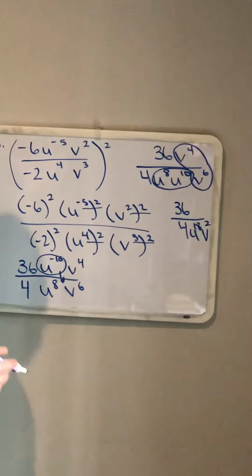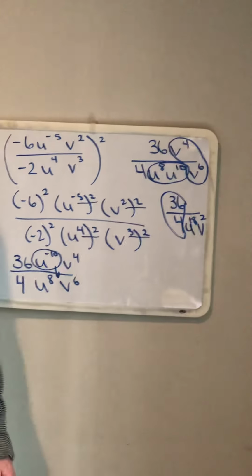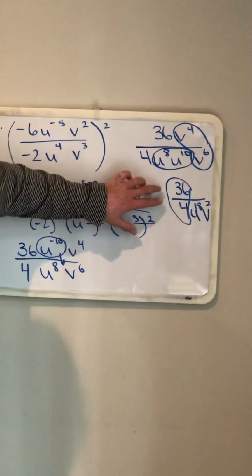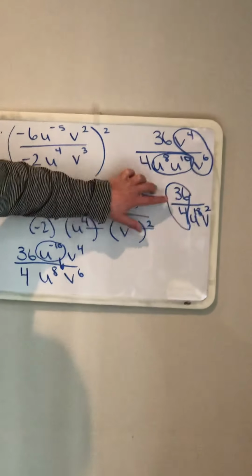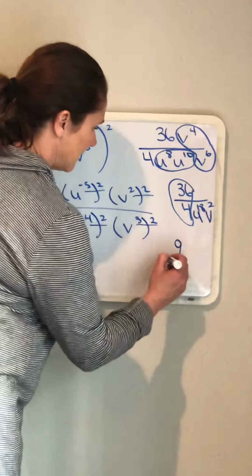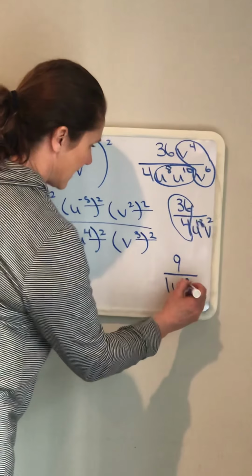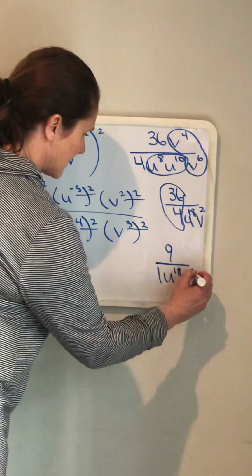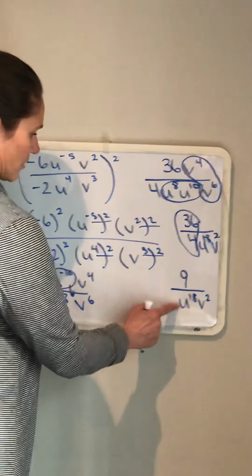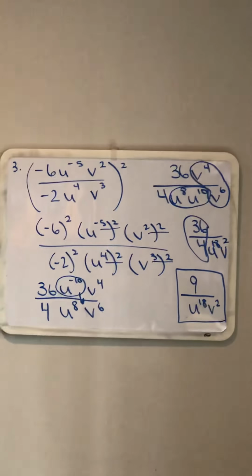Now, the last thing is 36 and 4 are reducible numbers, and you would never leave numbers unreduced if they can reduce. 36 and 4 are both divisible by 4, which makes 9 over 1. So your final answer is 9 over 1, U to the 18th, V to the second. And then if you don't like the 1 there, you actually don't need it because all the positions are filled up. And that's your answer to number 3.